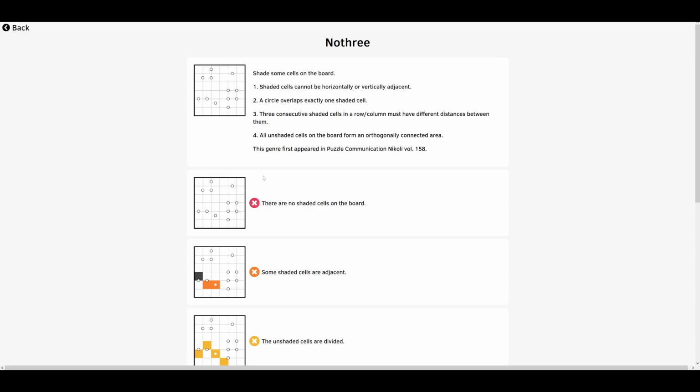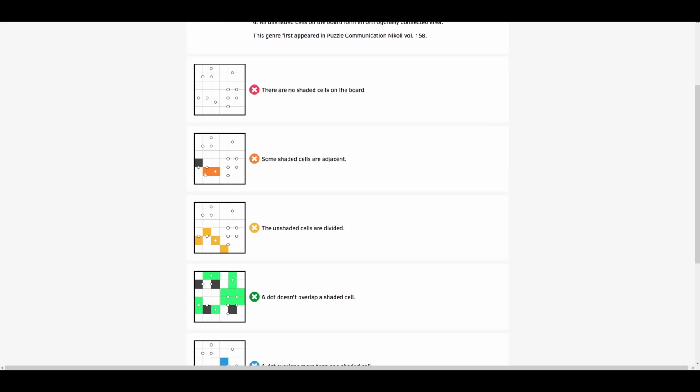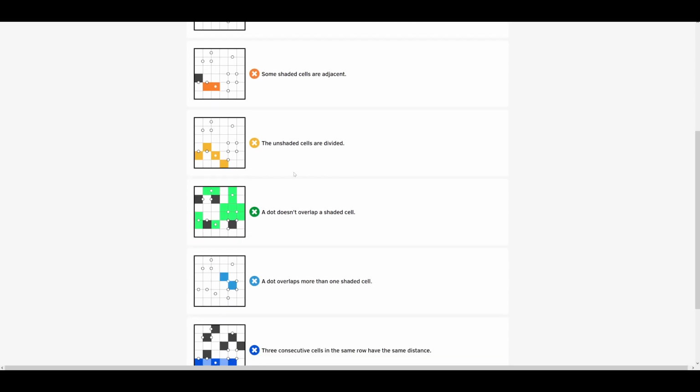What they will tell us there is they will tell us them in the order we break them. So the first rule you break is always the red rule. But the red rule here is different. This is kind of the official solution. So we never saw this rule because we always had shaded tiles. We did detect that we shouldn't have tiles adjacent. We noticed that almost instantly. That was great. The unshaded cells are divided.